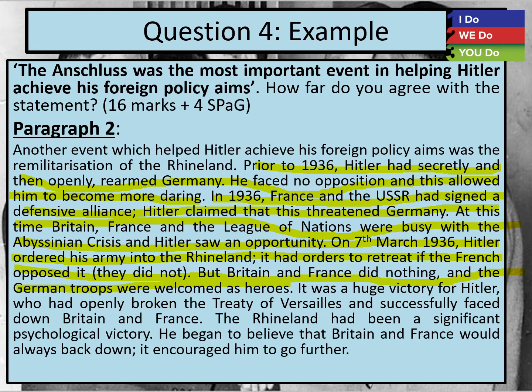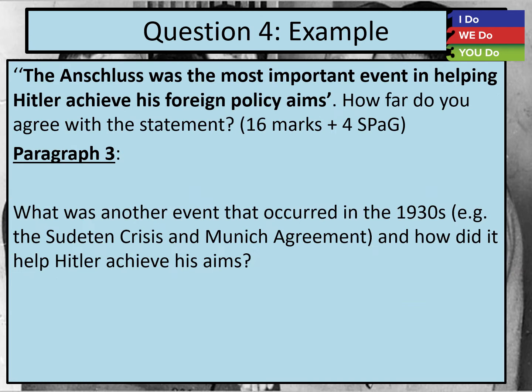So how do we relate it to the question? It was a huge victory for Hitler, who had openly broken the Treaty of Versailles and successfully faced down Britain and France. The Rhineland had been a significant psychological victory. Hitler began to believe that Britain and France would always back down. It encouraged him to go further. So he's getting further and further into his foreign policy aims because of events like this one.